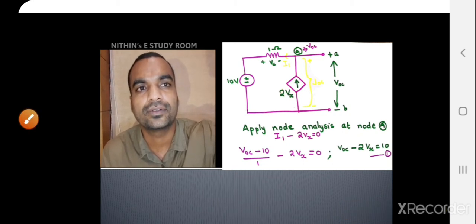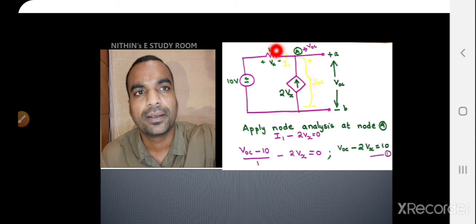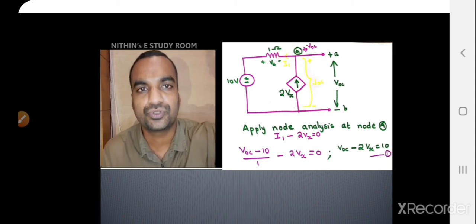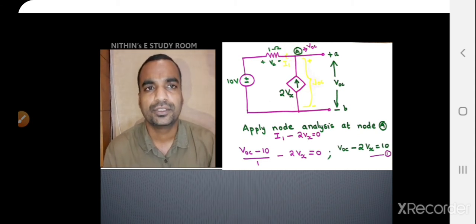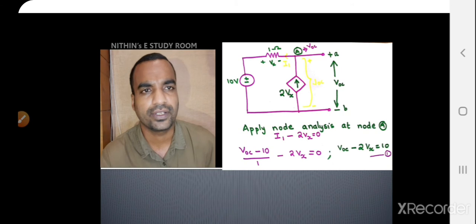Here, if you are drawing an arrow mark, you can see minus plus, here plus minus, so that they are in opposing polarity. So we are taking Voc minus 10. Otherwise, we have to take Voc plus 10. Please refer to nodal analysis if you are having any doubt.